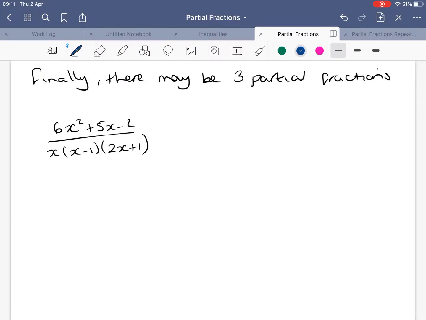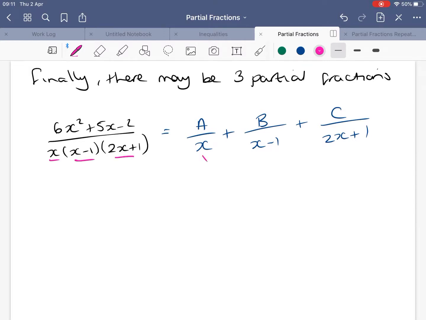Okay, so in this case, I write a over x plus b over x minus 1 plus c over 2x plus 1. So there are 3 fractions that are going to combine to make the original. And this is where it's a little bit more complicated, and these are the more typical questions that you get at A level, because I need to make the denominators the same. And my denominator has to have all 3 factors.